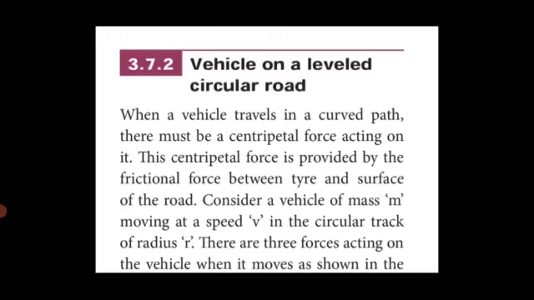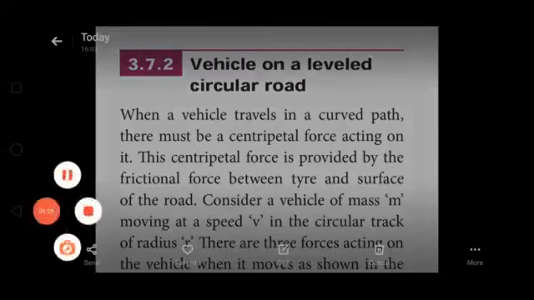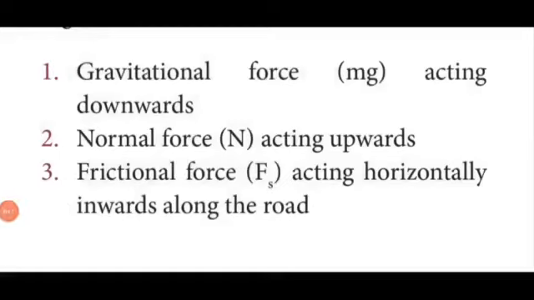Here, the mass of the vehicle is considered as m, moving with a speed of v in a circular track with a radius of r. So three forces are acting on the vehicle. What are the three forces? The first force is mg, the gravitational force acting downward on the vehicle, then the normal force acting upward on the vehicle, and the frictional force acting horizontally inwards along the road. These three forces act on the vehicle, and this is given here in the diagrammatic representation.